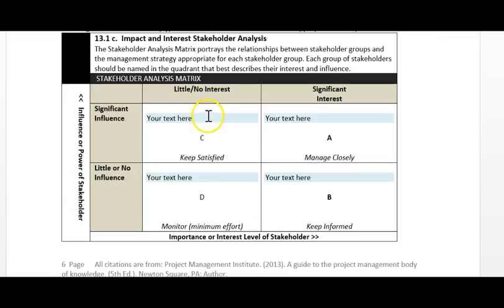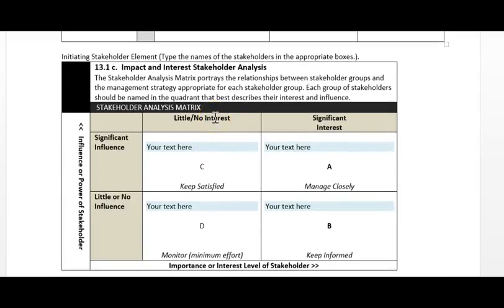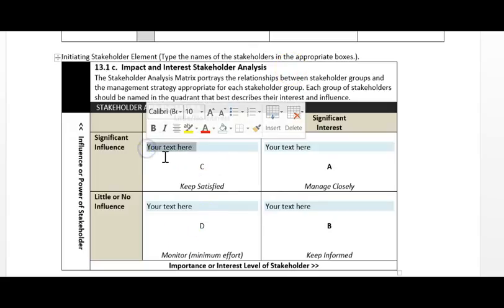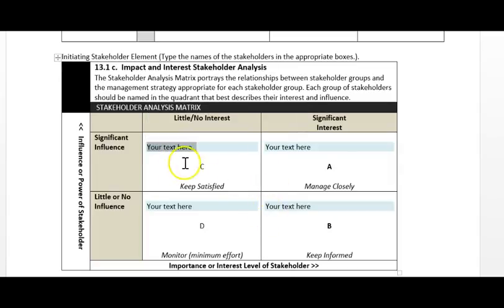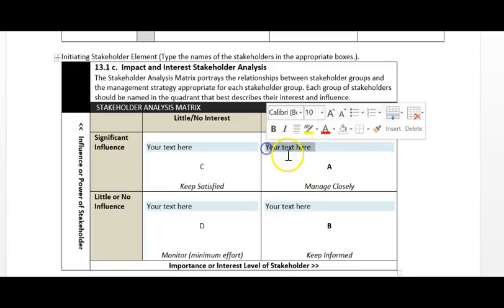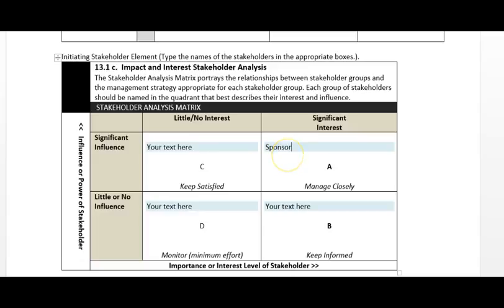And then here's a nifty little tool that's available in the PMBOK Guide. So we give you a template for that here in case you want to put that into your project management plan to make it look more professional and simply to organize things. And this is an impact and interest stakeholder analysis matrix. You could simply type in, for example, in significant influence and significant interest, you might have your project sponsor. So you would simply type that into that box.